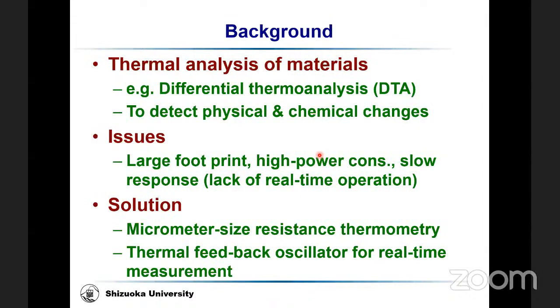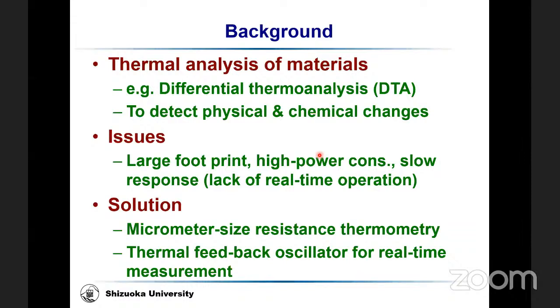As is well known, thermal analysis of material is widely used. For example, differential thermal analysis can detect many kinds of physical and chemical changes, such as melting, evaporation, sublimation, absorption, desorption, and also chemical reactions like decomposition and oxidation, and so on. And it is widely used and established, and also there is very nice measurement equipment.